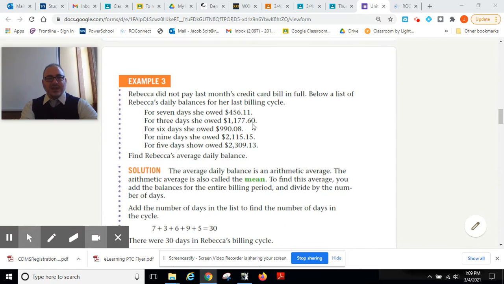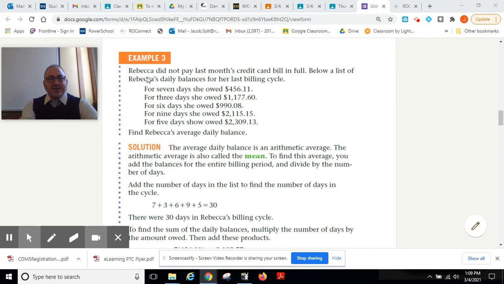So we have here example 3. We're going to talk about this. Rebecca did not pay last month's credit card bill in full. Below is a list of Rebecca's daily balances for her last billing cycle. We see that for 7 days, she owed $456.11. For 3 days, she owed $1,177.60. For 6 days, she owed $990.08, and so on. Find Rebecca's average daily balance.